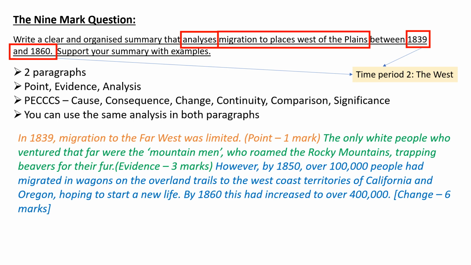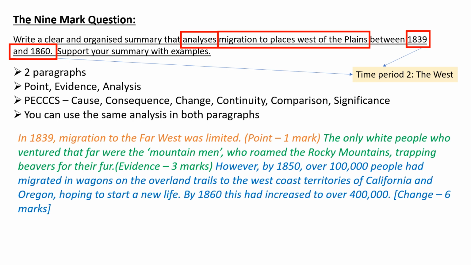If you then started to describe something else or extended the description of the evidence that you've already put, you're still going to be capped at 3 marks because the examiner now is looking for this analysis, either your cause, consequence, change, continuity, comparison, or significance.